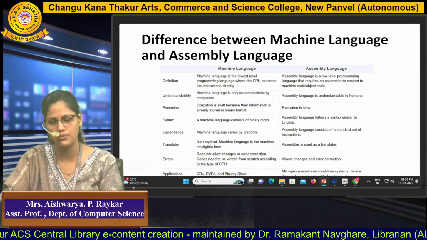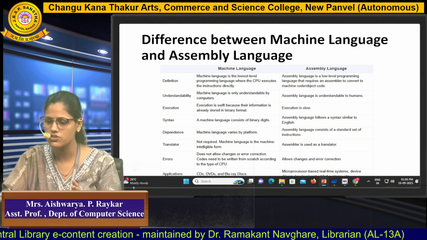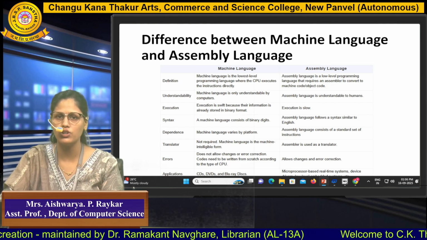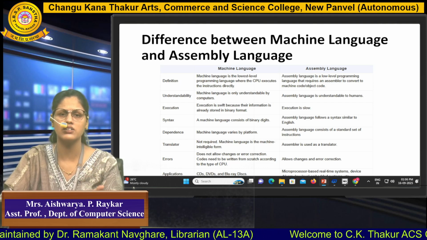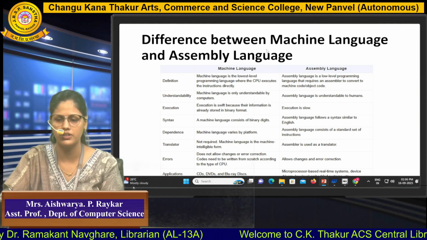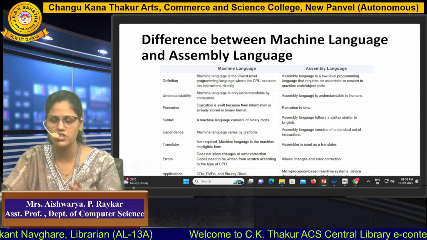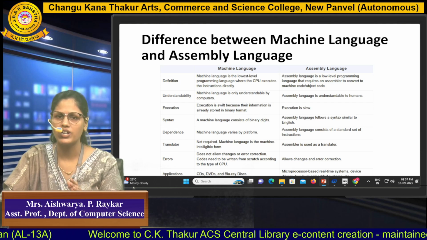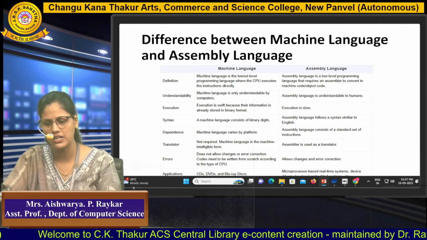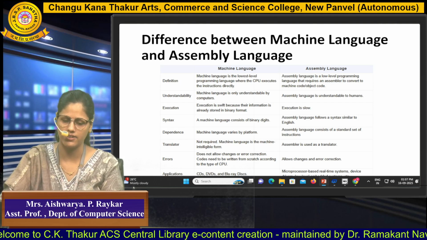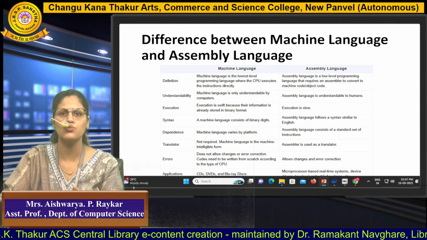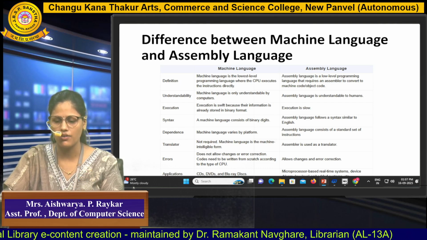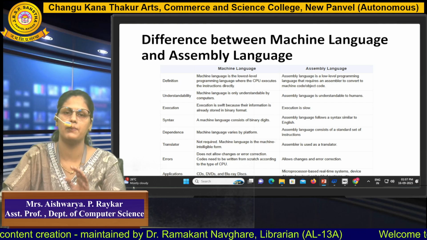Dependency, machine language varies by platform, whereas assembly language just consists of standard set of instructions. Translator, machine language has no need of any translator. Neither does it require a translator nor any compiler or interpreter. In case of assembly language, assembler is used as a translator. Errors, in machine language, it doesn't allow for error corrections or any modification. In assembly language, we can do changes and error correction. And when it comes to the applications, what are the applications of machine language? CDs, DVDs, Blu-rays. And when it comes to assembly language, microprocessor based real-time systems are the application.